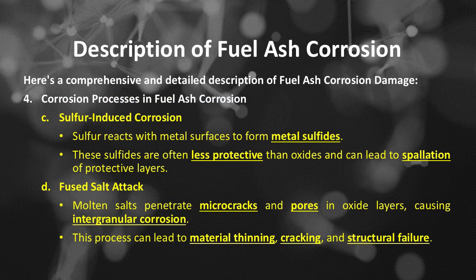Number C. Sulfur-induced corrosion. Sulfur reacts with metal surfaces to form metal sulfides. These sulfides are often less protective than oxides and can lead to spallation of protective layers. Number D. Fused salt attack. Molten salts penetrate microcracks and pores in oxide layers, causing intergranular corrosion. This process can lead to material thinning, cracking, and structural failure.